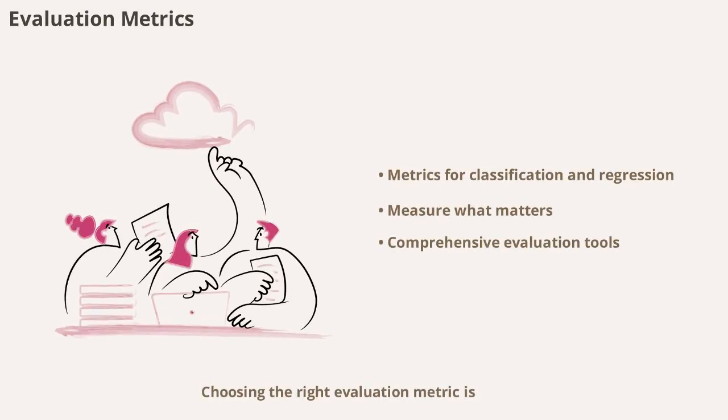Choosing the right evaluation metric is crucial for understanding your model's performance. Scikit-learn provides metrics for both classification and regression, including accuracy, precision, recall, F1 score, ROC-AUC, mean squared error, and R-squared. Selecting the appropriate metric ensures you're measuring what matters most for your specific problem.